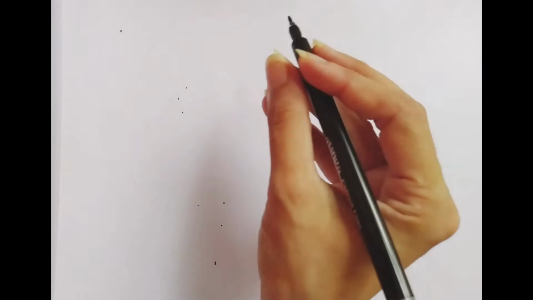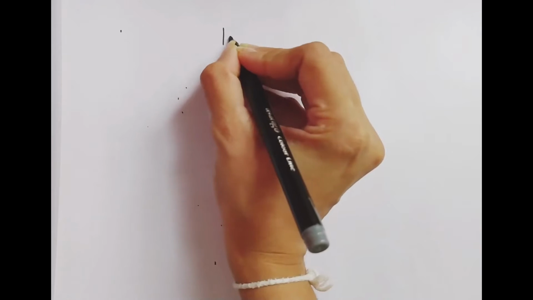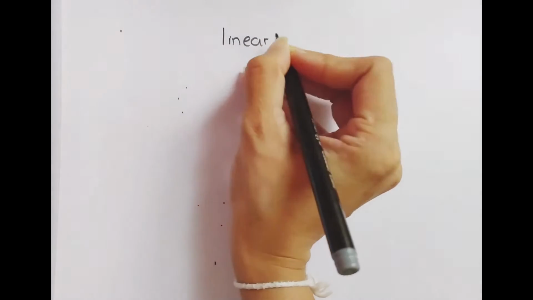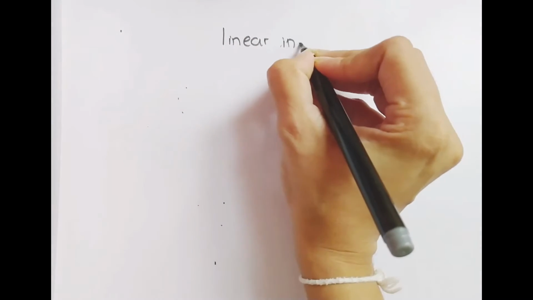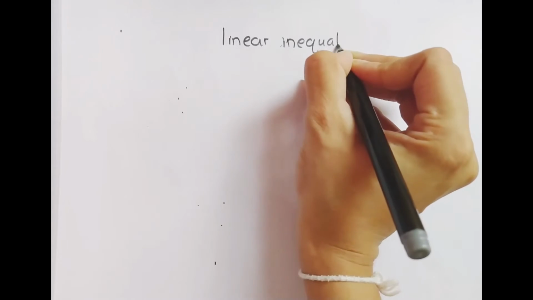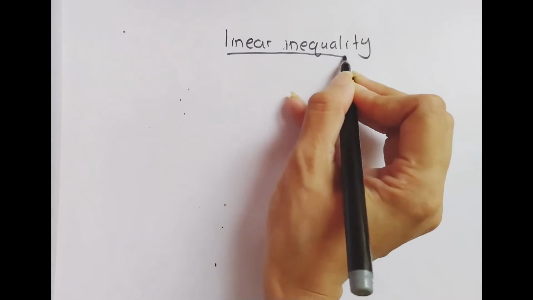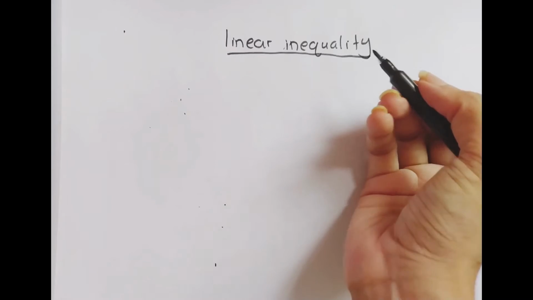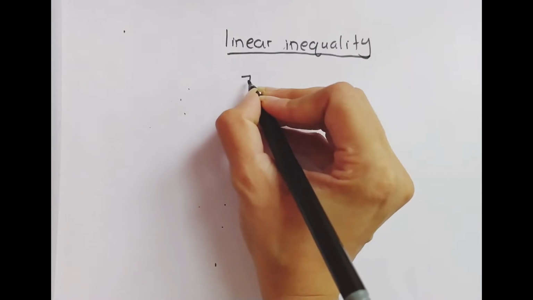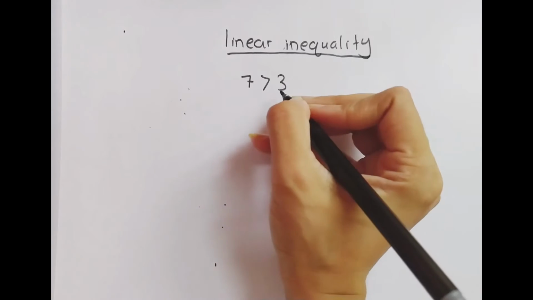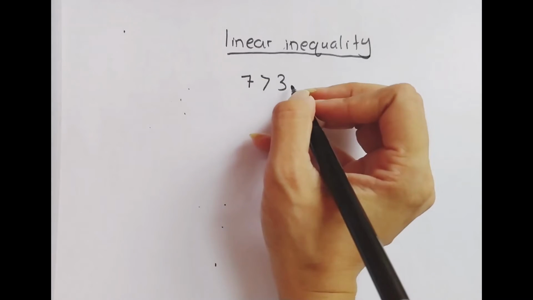This video will explain how to solve linear inequalities. So what do you mean by inequality? Inequality meaning it is not equal, right? So for example, we know that 7 is greater than 3. So this is an inequality.